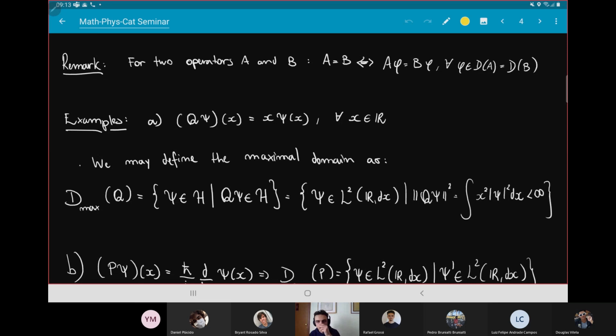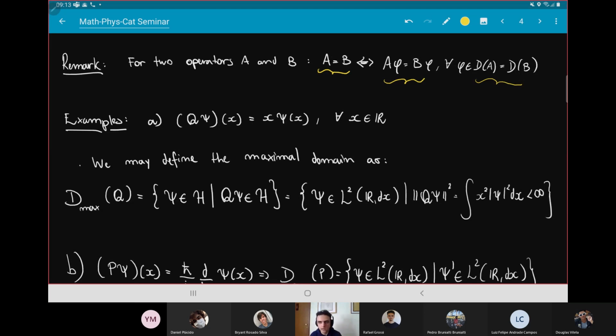Just a remark, and this is something very important. For us to define two operators A and B to be equal, they have to have the same prescription. We can only write that the operator A is equal to B if the prescription is the same for a given function that lives inside the domain of these operators, and the domains of the operators must coincide. This is something very important.